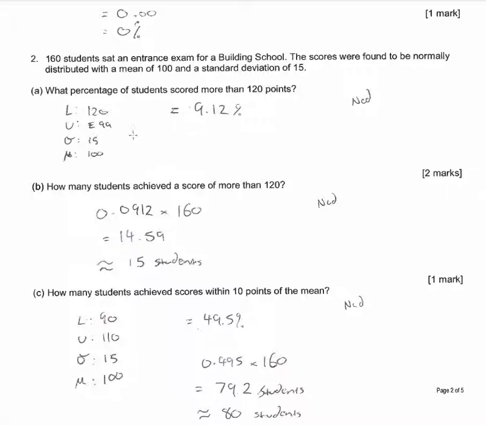So you put all of this into your calculator and you're going to find the percentage of students who scored more than 120 is only 9.2%. Oh, sorry, 9.12%.